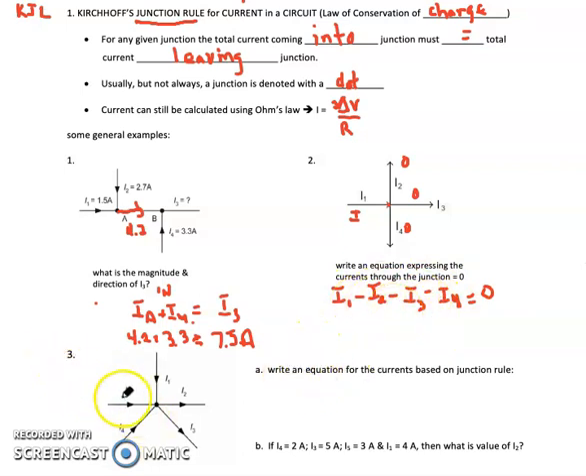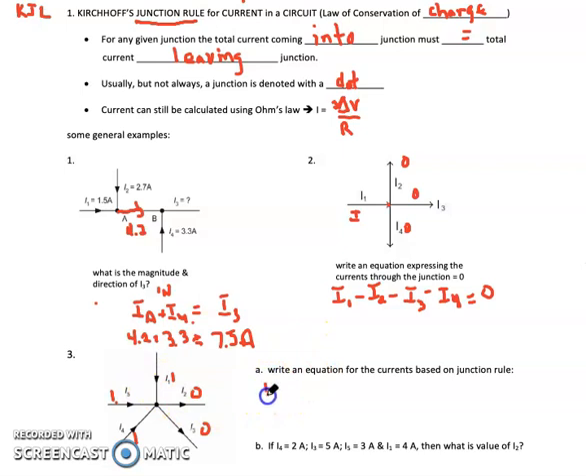Okay, let's go to 3. That's a stranger looking junction, but it doesn't really matter because all we care about is in versus out. So here's our junction with the dot. I5 is in, out, out, in. Okay, so I can write an equation. I'm going to set everything equal to 0.